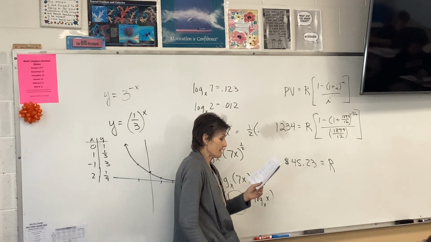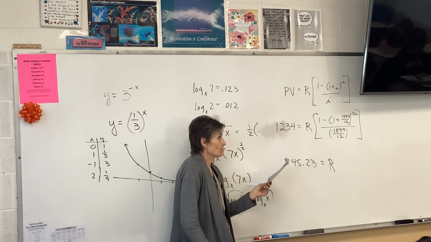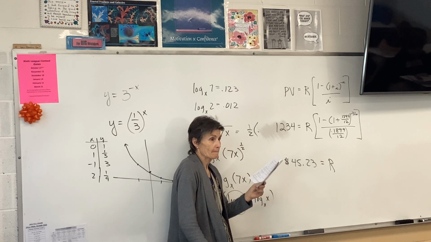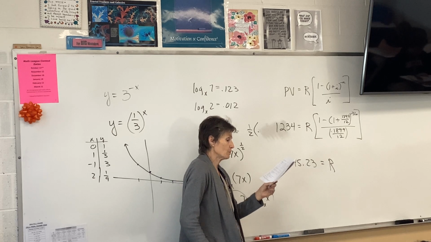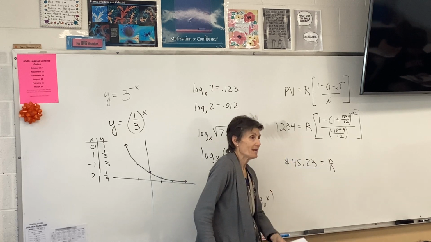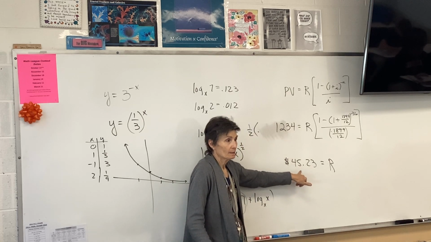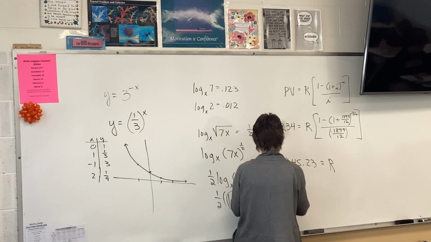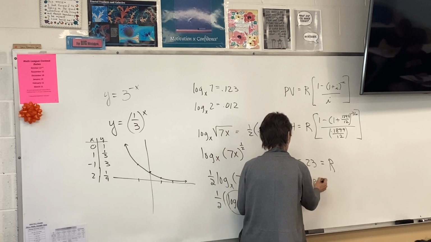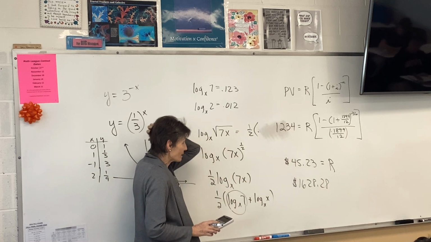So that's A. What will your monthly payment be? $45.23. What is the total amount that you'll end up paying? Well, we'll take this and multiply it by 36. And so the total amount I'll be paying is $1628.28. So basically, you're paying $400 extra.